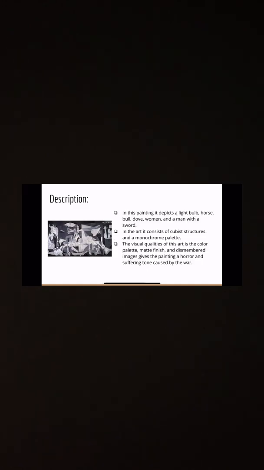Description Part 2. In this painting, it depicts a light bulb, horse, bull, dove, woman, and a man with a sword. In the art, it consists of cubist structures and a monochrome palette. The visual qualities of this art are the color palette, matte finish, and dismembered images, which give the painting a horror and suffering tone caused by the war.